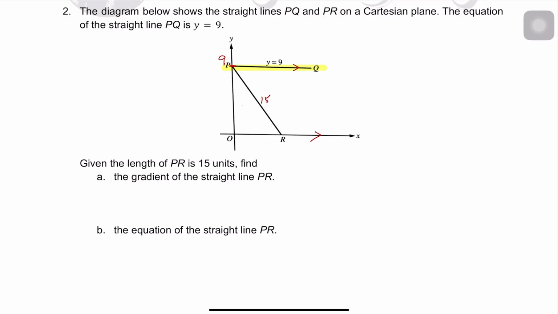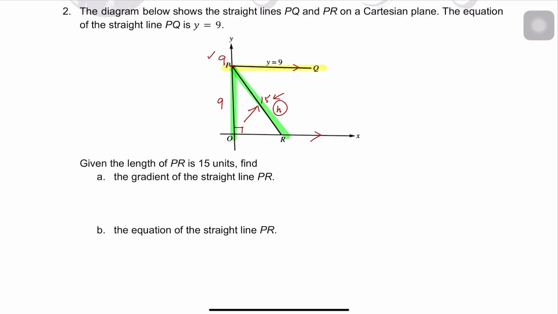You are looking for the gradient of the slanting line PR. If you are given something here and you can see a right angle, this is your hypotenuse, right? And if you are given a hypotenuse, you should know this is related to your Form 1 last chapter, the Pythagoras theorem, right? If this is 9, you will know that your OP is 9 units.